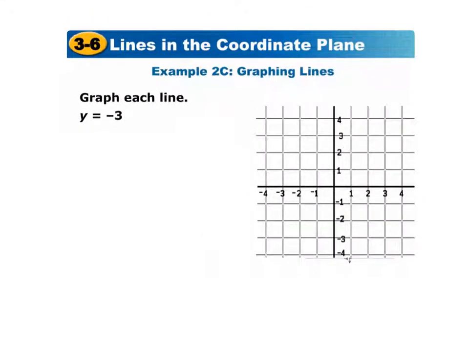Graph each line. y is equal to -3. So we have a point right there. What is this line going to be, a horizontal line or a vertical line? Horizontal. When we have y is equal to a number, it's going to be a horizontal line.